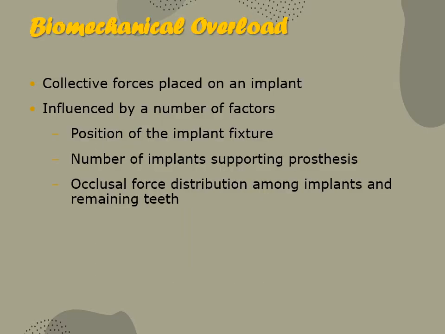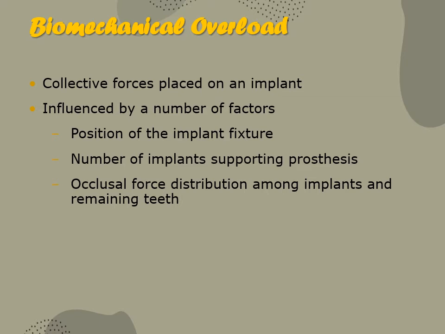Biomechanical overload, I just kind of explained it, but these are the collective forces that are placed on the implant. And this gets influenced by a couple of factors. So one, the position of the implant fixture. Depending on where it is and how high it is among the other teeth, that's going to play a role. How important is that implant in someone's chewing capability? Do they have natural teeth around the implant to help, or is the implant doing all of the work, right? The number of implants supporting a prosthesis.